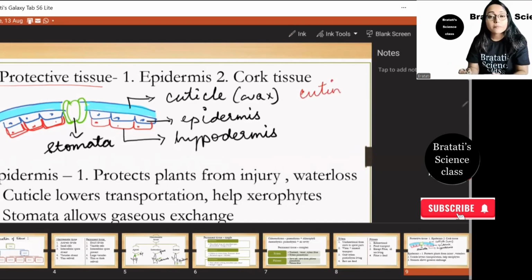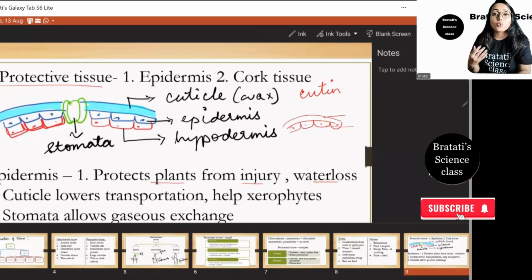And this epidermis is present in the skin. As you know, it protects the plants from injury, water loss, etc. Now, cuticle is the wax-like substance. Suppose it is like this, without any gap. This is epidermis and this is cuticle. In such cases, how do the excess water present in the plant's body, the transportation, transpiration or the gaseous exchange happen?